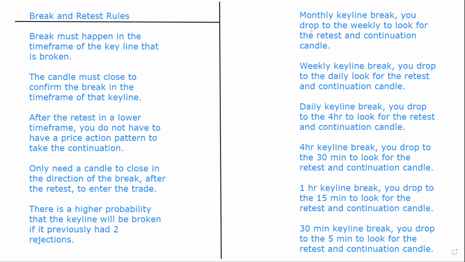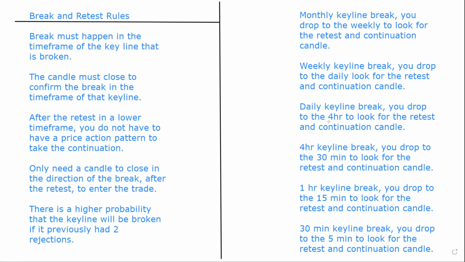Now here I have the guidelines to show you, based on what key line it is, what time frame you need to drop down to see that retest and continuation. For folks who want to take long-term trades, you want to go out to the monthly and see a break of that key line in the monthly. After you get that break, you drop down to the weekly to look for the retest and continuation candle. If it happened on a weekly key line, you drop down to the daily to look for the retest and continuation candle.